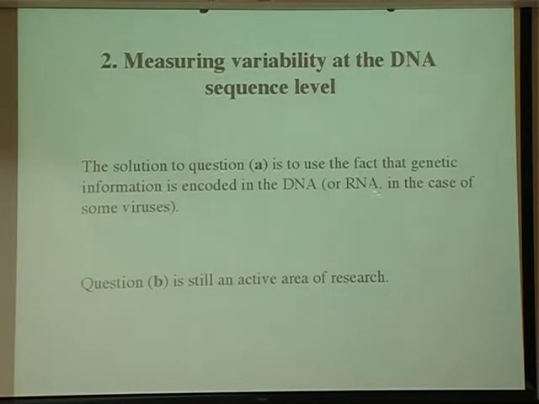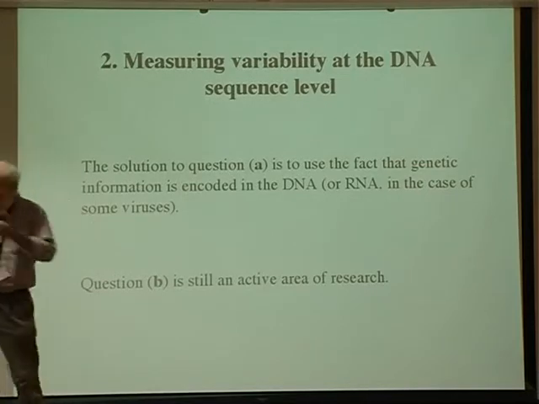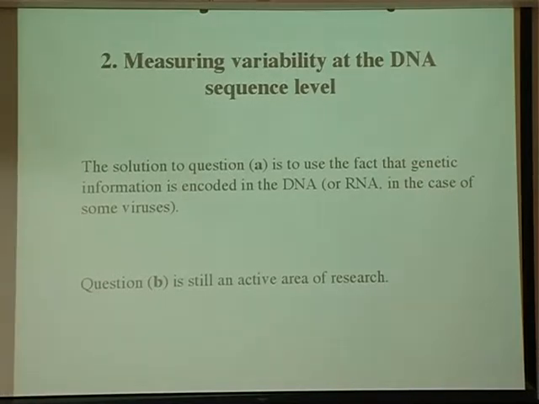Now, we really have the answer to question A, essentially. I mean, we haven't done it for every organism on the planet, but the general principles are absolutely clear, and I'll be showing you what those are. Question B, it's in some ways a more interesting question. What's controlling that variation is still an ongoing area of research. So there's still a lot to do, despite the fact we have an answer to question A.